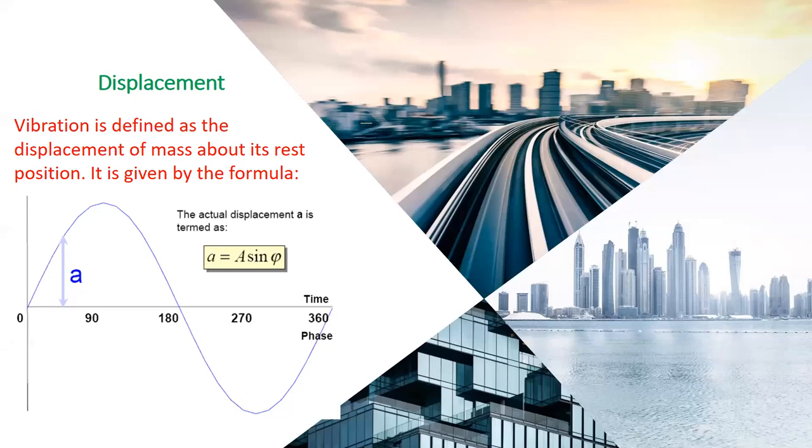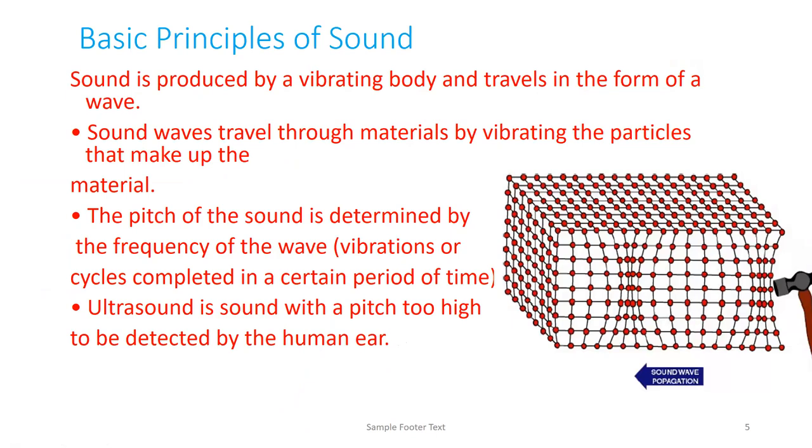Displacement. Vibration is defined as the displacement of mass about its rest position. It is given by the formula y equal to A sine theta, phi, sorry. So if you put all these things together, you get this type of sine wave, starting from 0 to maximum at 90, 0 at 180, then minimum at 270 and 0 at 360. Sound is produced by a vibrating body and travels in the form of a wave.